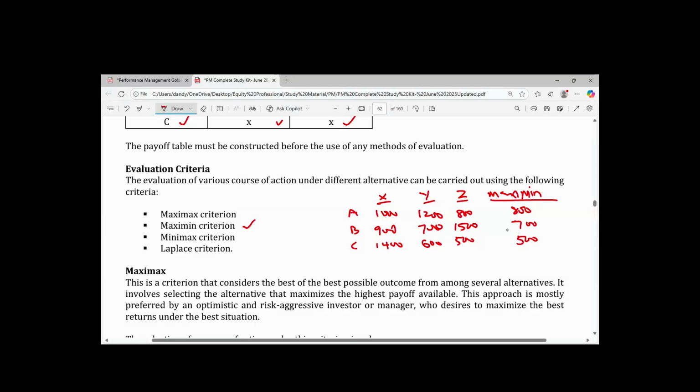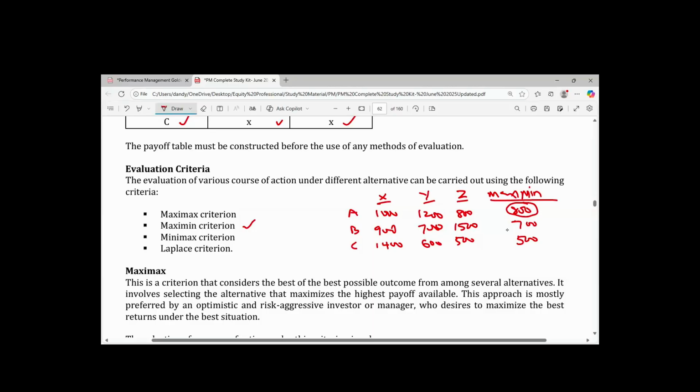So you make a choice. To make a choice, you select the maximum of the minimum. In this case, 800 is the maximum of the minimum. Therefore, the company should produce alternative A or product A. All right, so that's what you need to do under the maximin criterion.